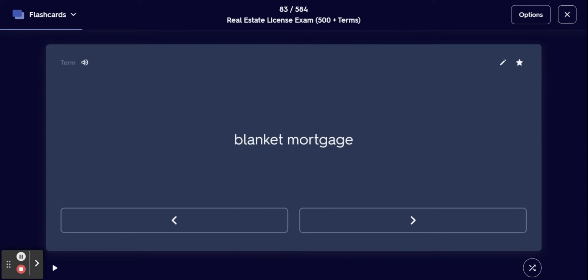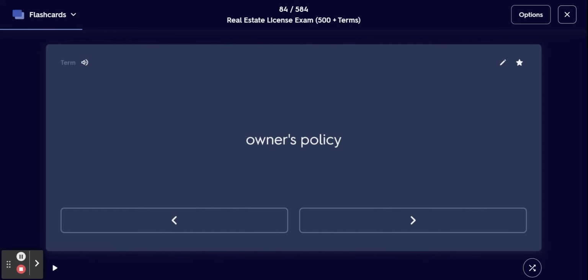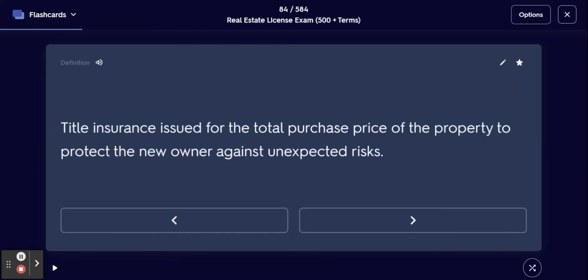Blanket mortgage. One debt instrument covering two or more parcels. Owner's policy. Title insurance issued for the total purchase price of the property to protect the new owner against unexpected risks.